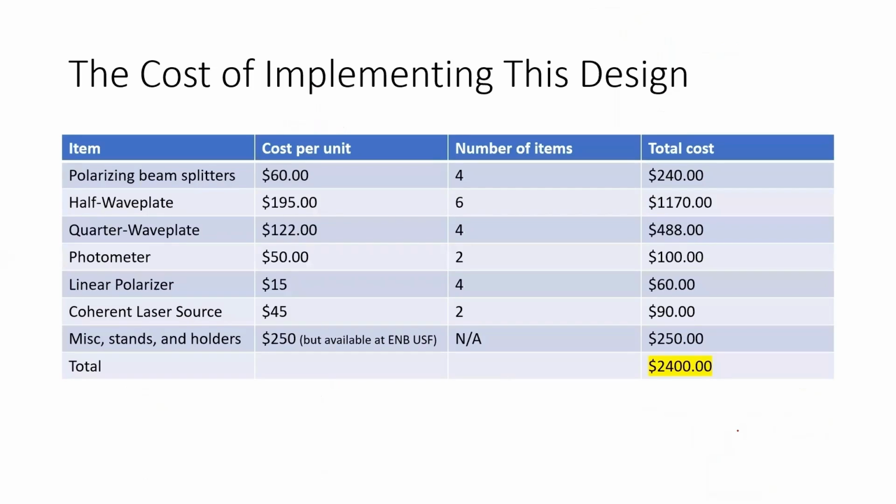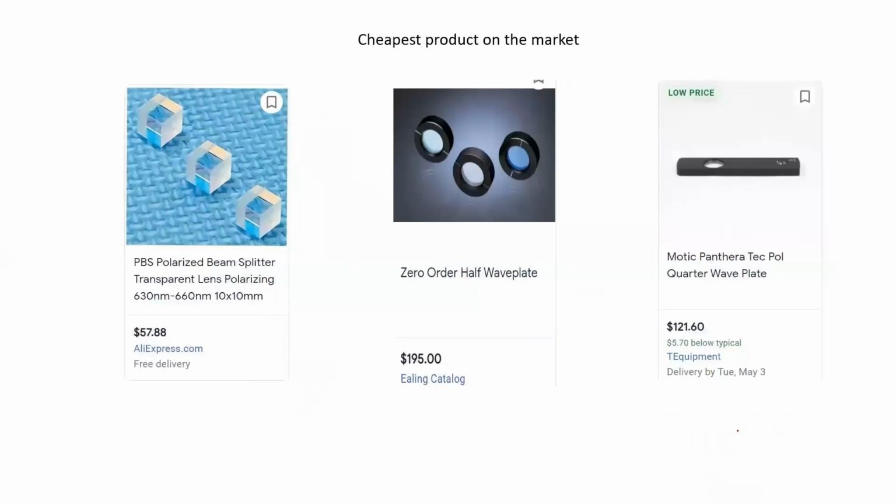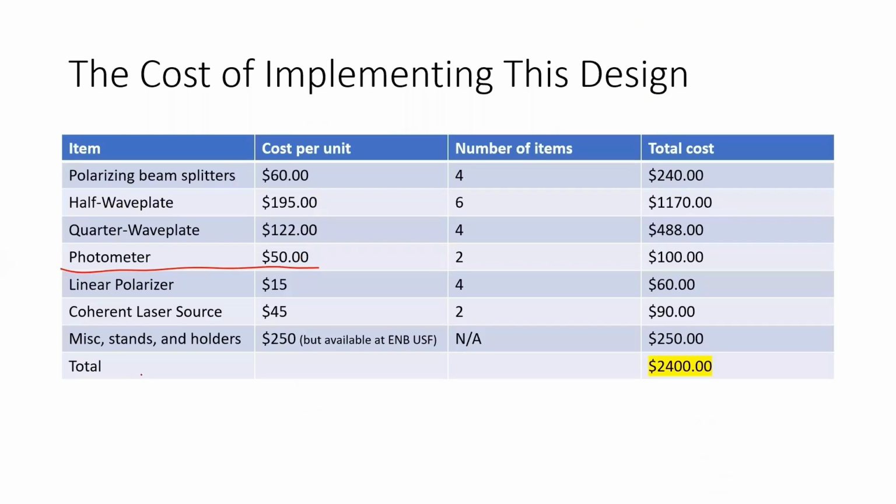The last thing, after we discuss all of these gates that we need, is the cost to implement this. So I went online and saw what are the cheapest products. Unless you use the USF lab, you need to buy the stands and holders. Overall, this project will cost you $2,400. And it might seem a lot, but remember, with this amount of money and with this design, you might be able to design a quantum machine that can perform something no existing classical computer can do. These are the references that I used.